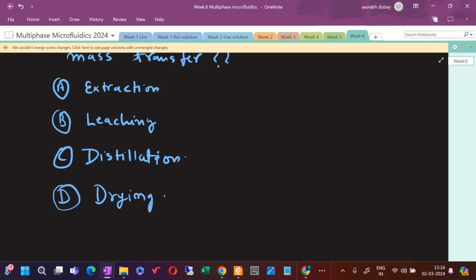So the answer to this is, in mass transfer you study absorption also. So you start with diffusion, then absorption, then distillation, then extraction, then drying, then leaching. So these all are mass transfer operations.